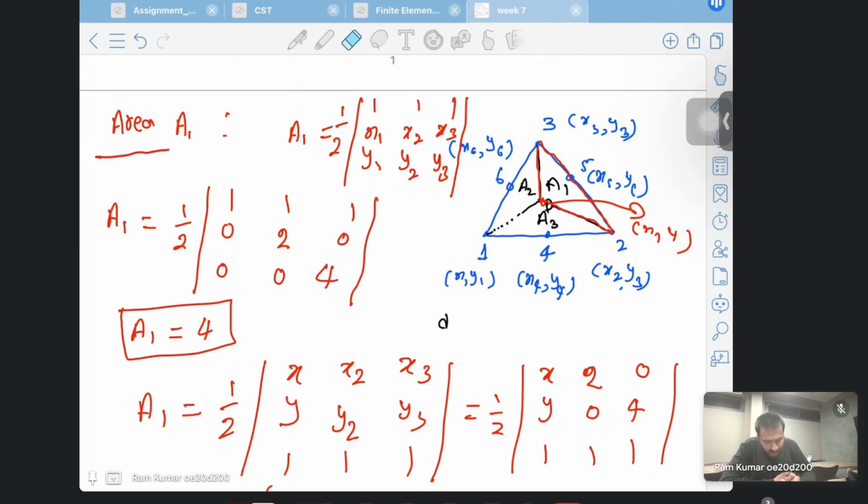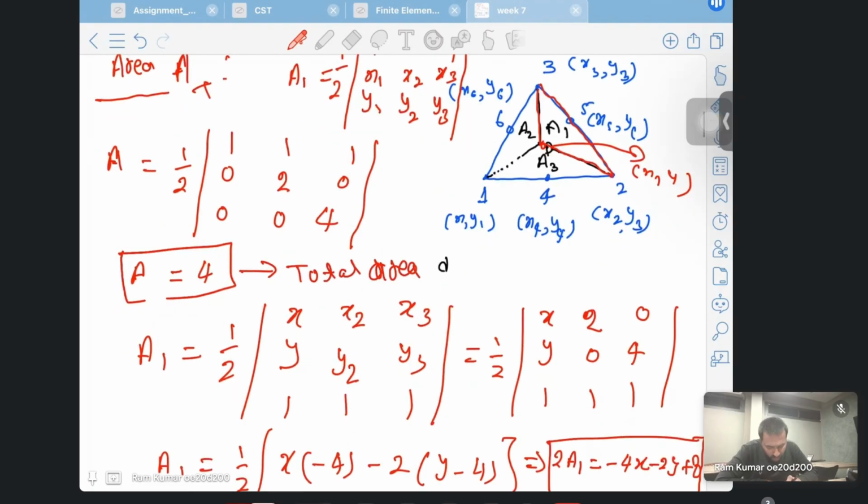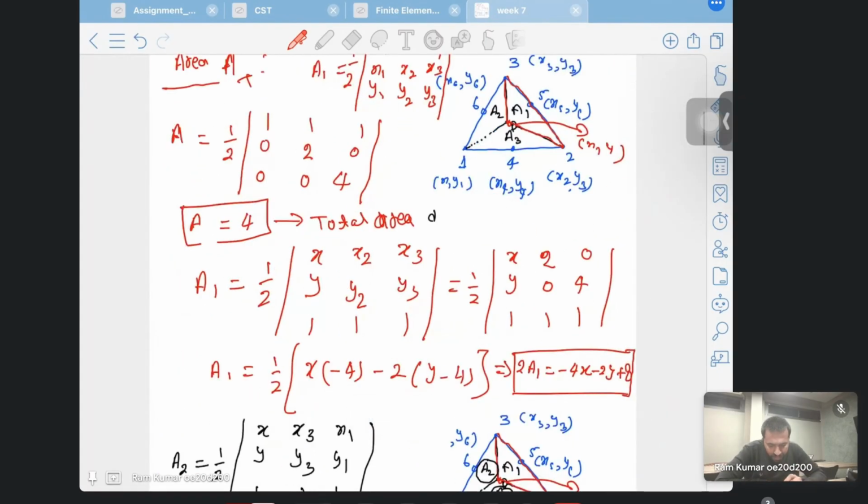this is actually the full area, this is the total area, this is not A1. Sorry, I wrote it here. This is our total area. Yes. So now we are going to find area A1.